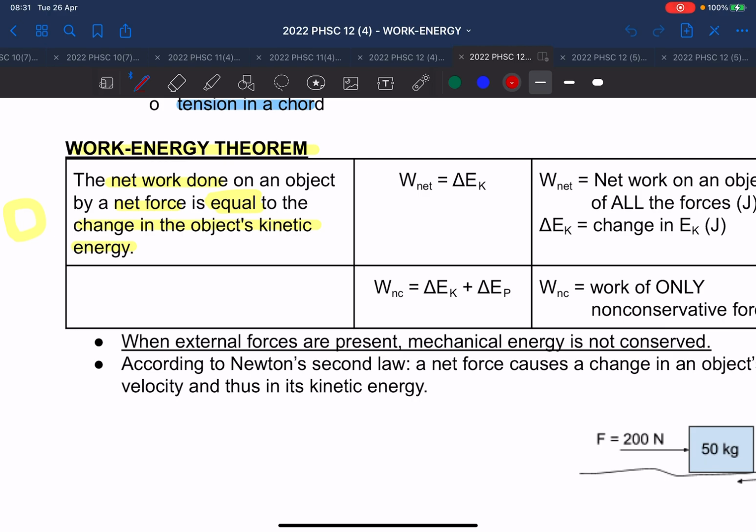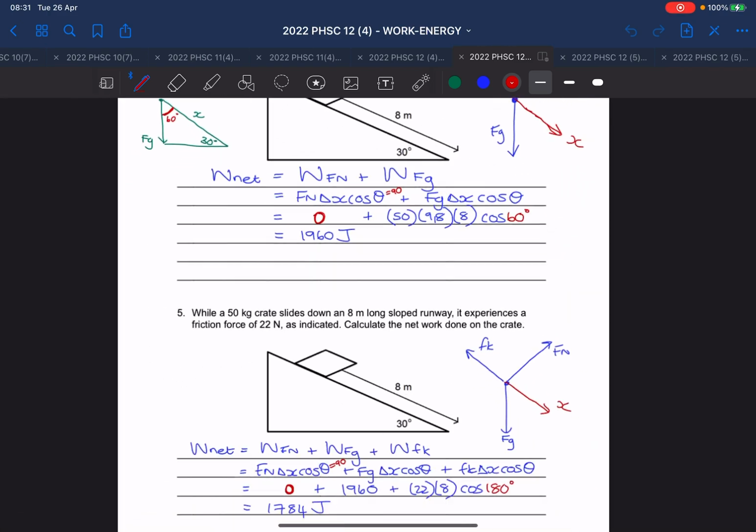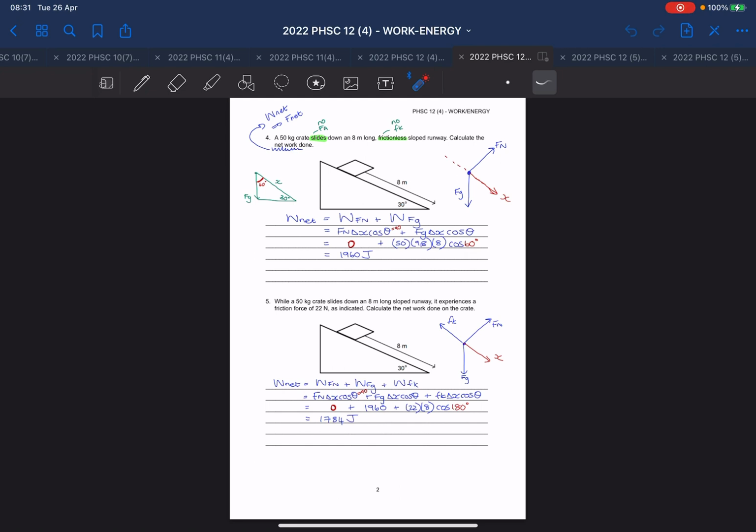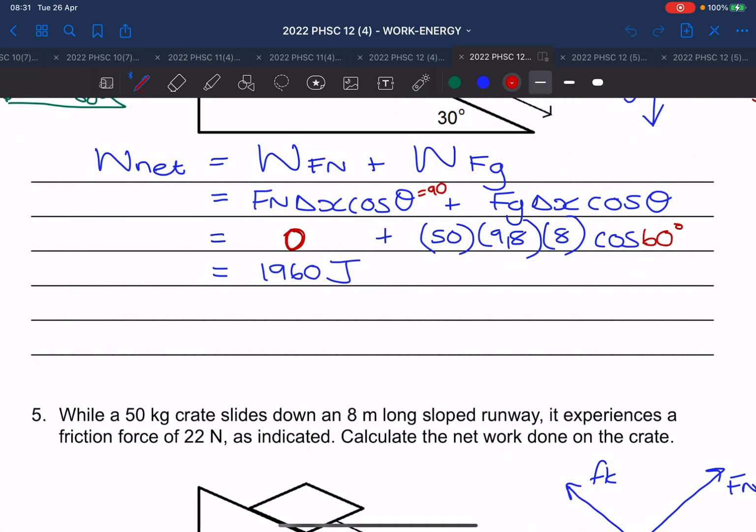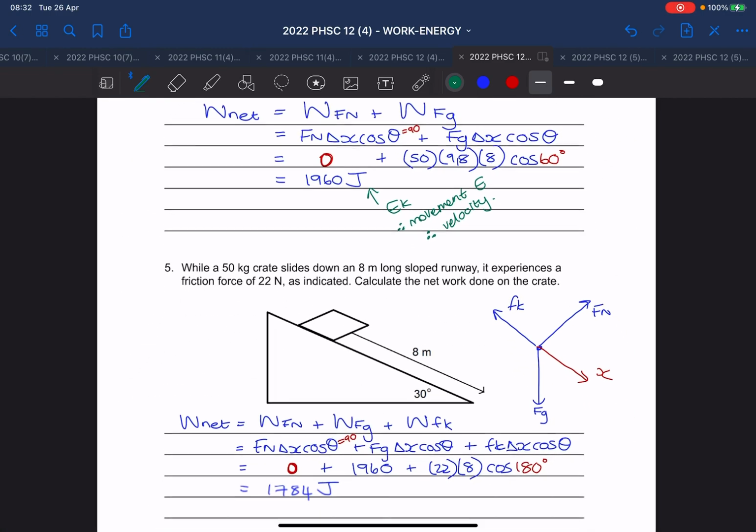I explained it yesterday by looking on page 2. We said when forces act on an object, it gives the object energy. That energy we can consider to be kinetic energy. That means it causes it to move, so it gives it movement energy, or it gives it a velocity. Okay? Right. Now, we saw that with the second one.